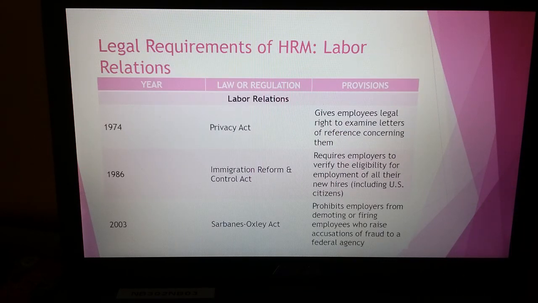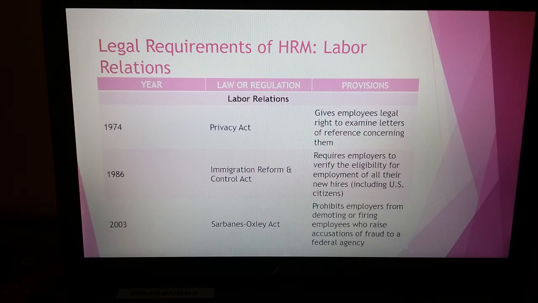All right, so there are all sorts of legal requirements and compliance in human resources. These are just some of the high points. The Privacy Act gives an employee the legal right to examine letters of reference concerning them. Mid-'80s immigration reform requires employers to verify eligibility of employment by their workers. And then Sarbanes-Oxley, which we've talked about before in the ethics chapter, prohibits employers from demoting or firing someone who raises accusations of fraud to a federal agency. Sarbanes-Oxley is a very large piece of legislation, and it encompasses many things, including the CEOs and CFOs verifying financial statements, but it also protects whistleblowers, which is important.